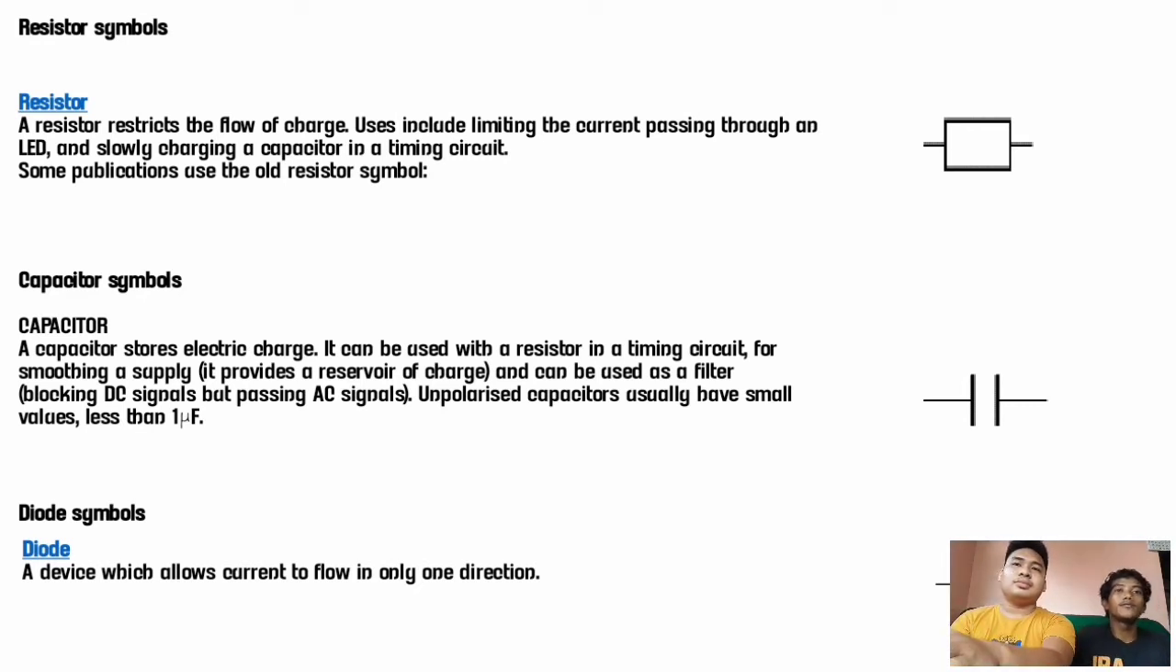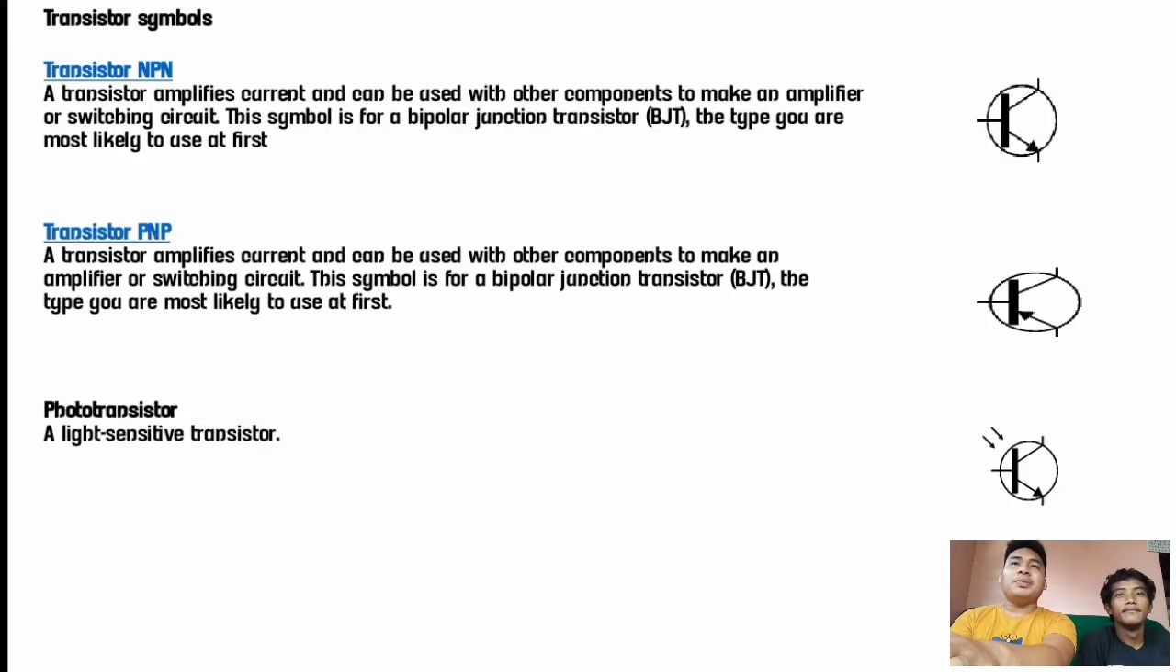Diode symbols. A diode is a device which allows current to flow in only one direction. Transistor symbols. Transistor NPN.